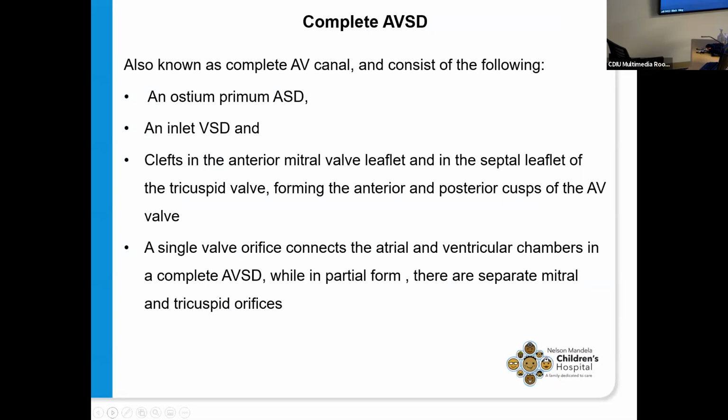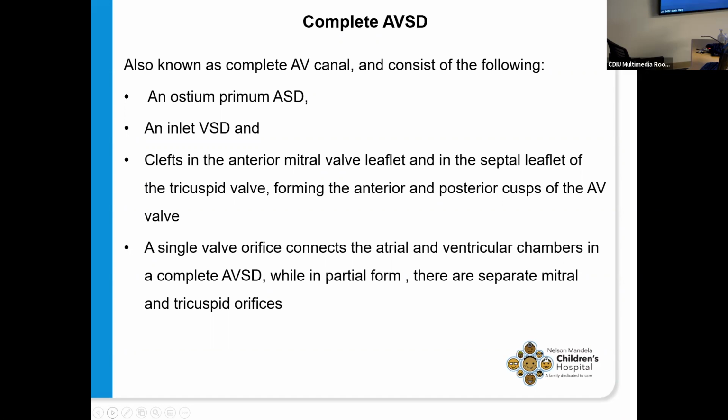Now we're talking about the complete AVSD. The complete AVSD is also known as AV canal, and it consists of the following: an ostium primum ASD, an inlet VSD, and clefts in the anterior mitral valve leaflet and in the septal leaflet of the tricuspid valve, forming the anterior and the posterior cusps of the atrioventricular valve.